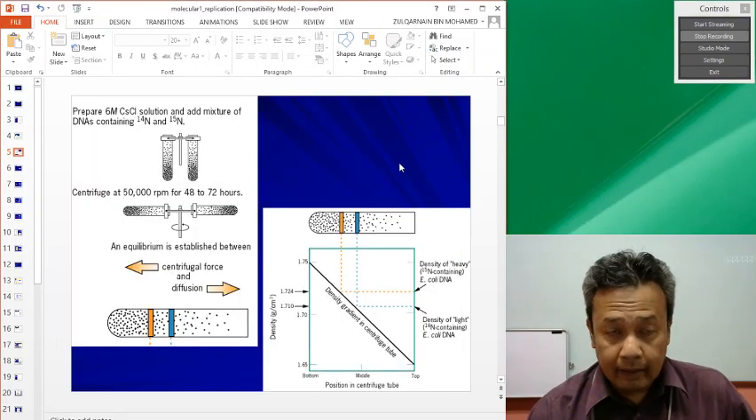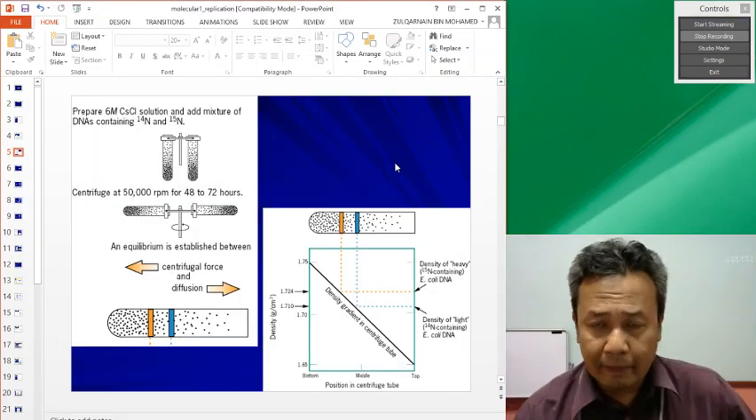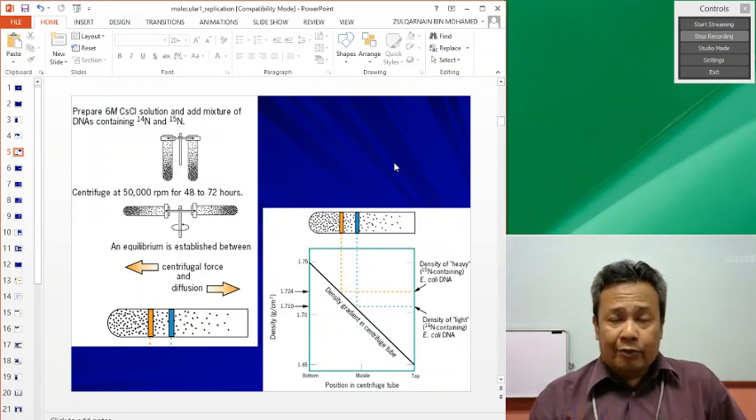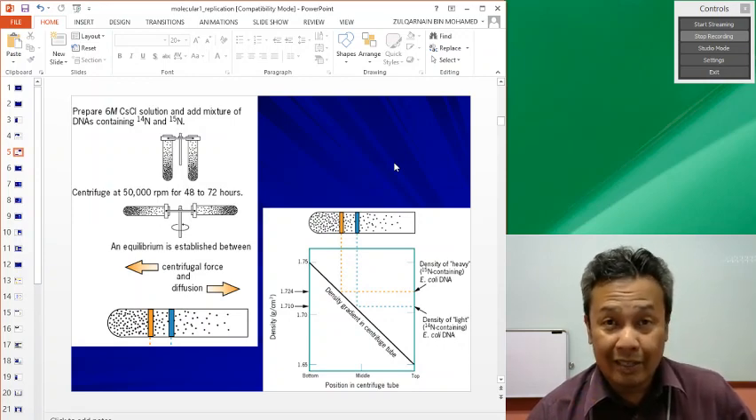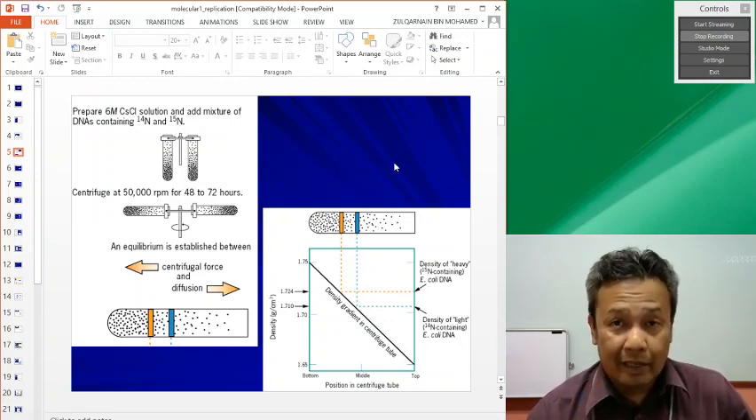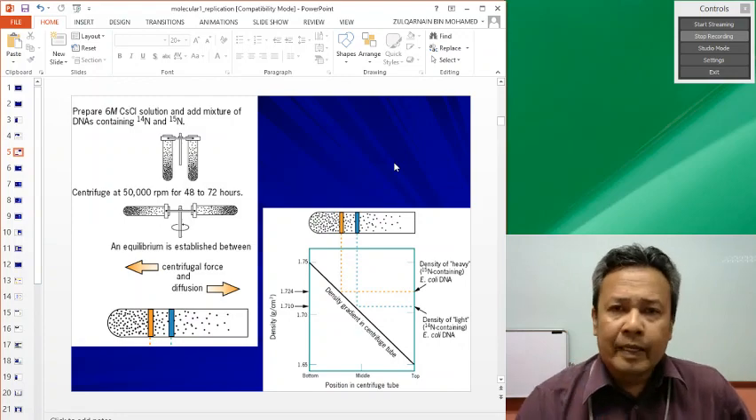Hello again. Today we're going to talk about replication, and there are two topics that we're going to see in these lectures. One is the proof to show that replication occurs in a semi-conservative manner, and the other one is the replication process.